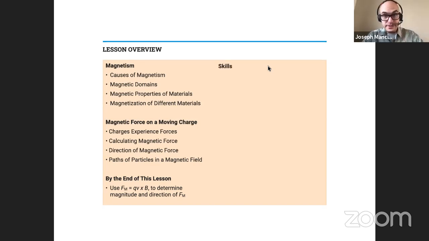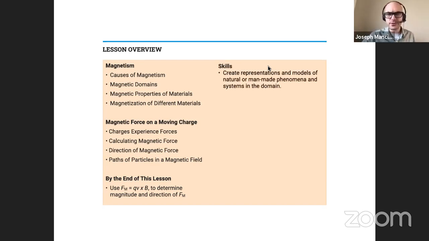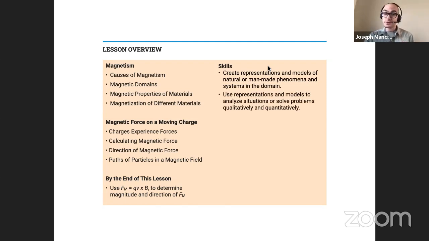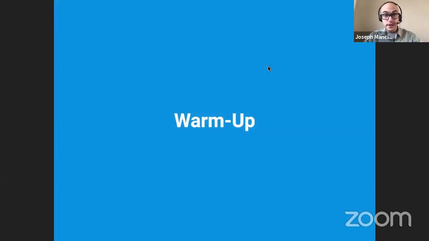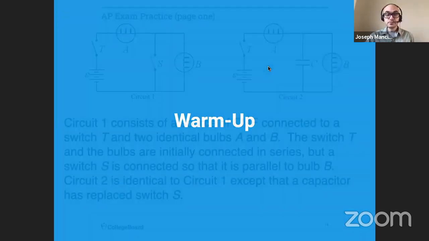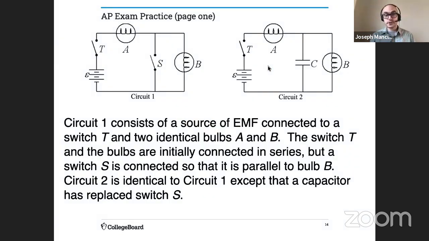All right, so here are the skills that we'll be working on today. We'll be creating representations and models, and we'll be using representations and models to analyze situations qualitatively and quantitatively. So here is the warm-up question from yesterday. Here's circuit 1, here's circuit 2. The only difference is that circuit 1 has a switch where circuit 2 has a capacitor. In circuit 2, there's a capacitor where the switch is in circuit 1.